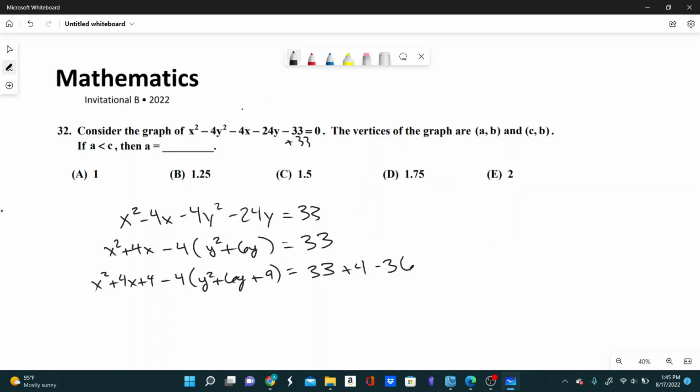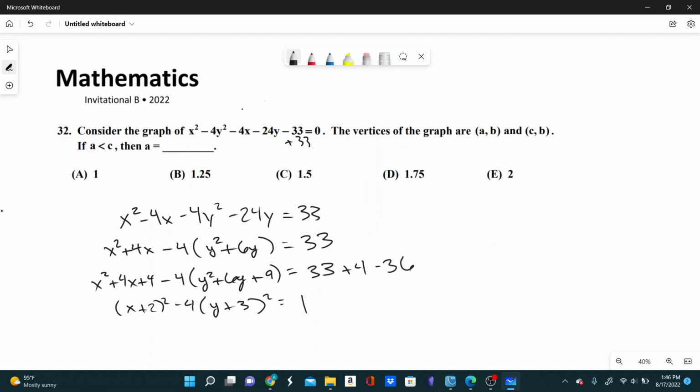So then if I make both of these squares, x squared minus 4x plus 4, that's x minus 2 squared. And then it'll be minus 4 times y plus 3 squared. And then on the right, 33 plus 4, that's 37, minus 36, that's equal to 1.